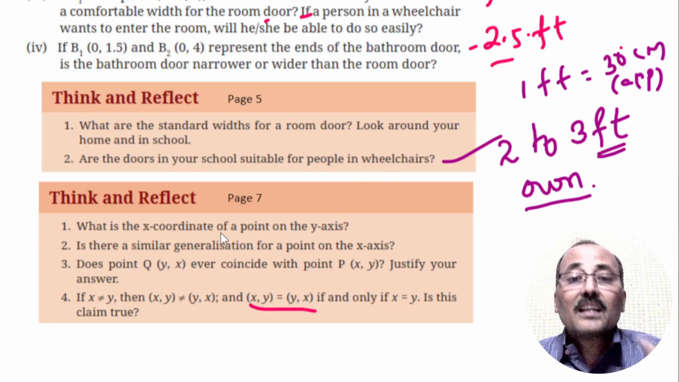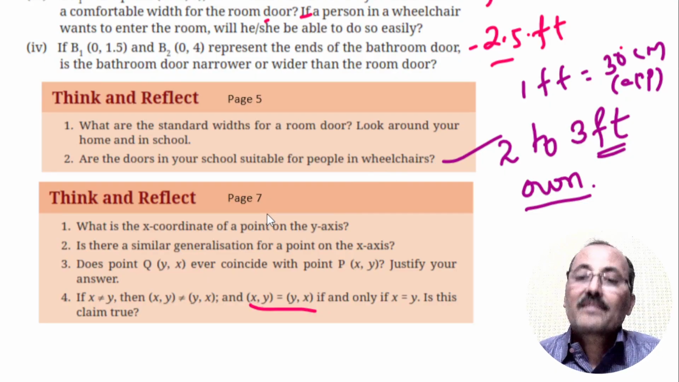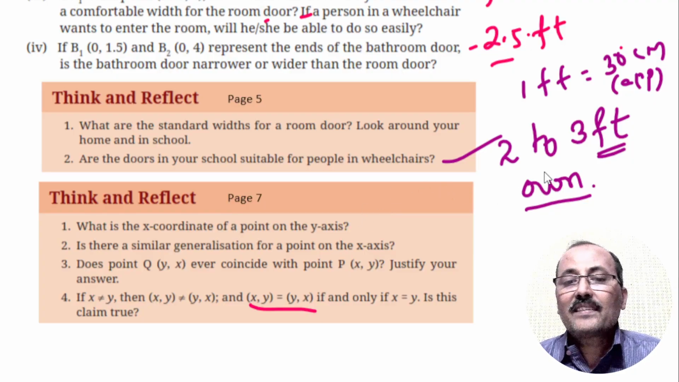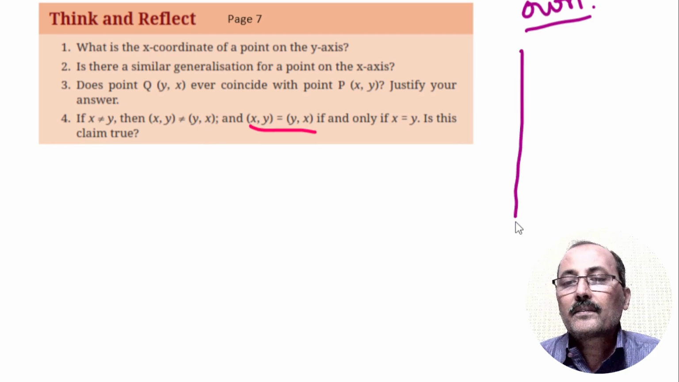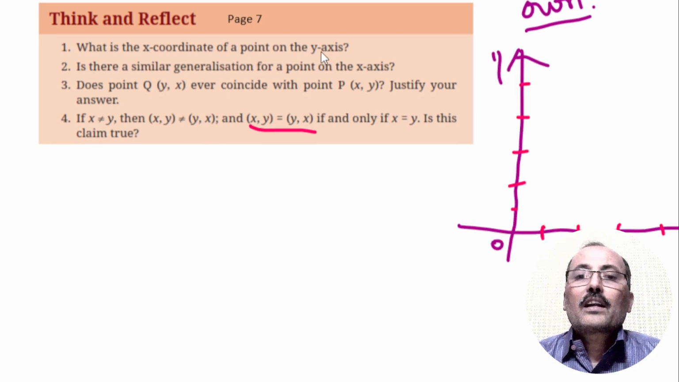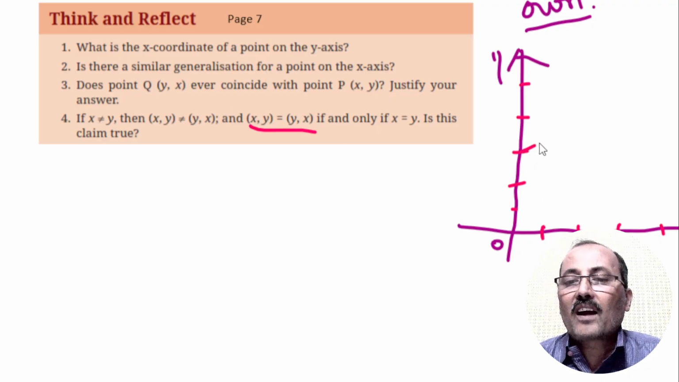Next, think and reflect from page number 7. What is the x coordinate of a point on the y axis? So for this, I need to draw the x and y coordinate axes. What is the x coordinate of the point on the y axis? Suppose a point is here on this y axis.